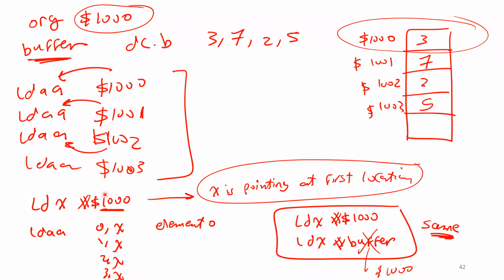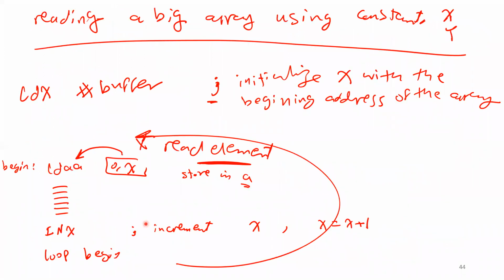Instead of writing this instruction 100 times, I'm gonna write it only one time and then I'm gonna loop. So how can we do that? How can I loop? That's what I'm gonna explain right now. So look here, I'm explaining how we can read a big array. Look how it is, guys.